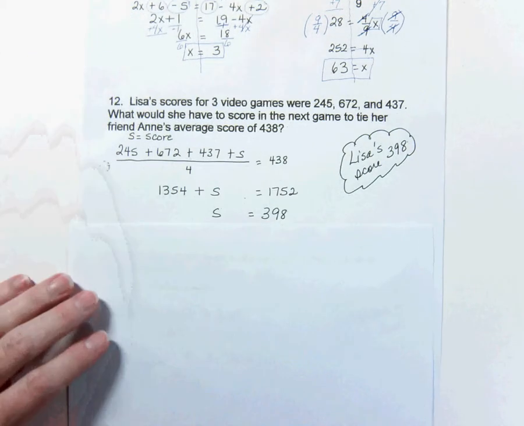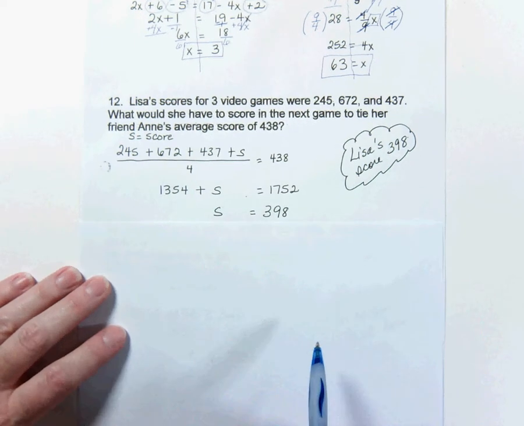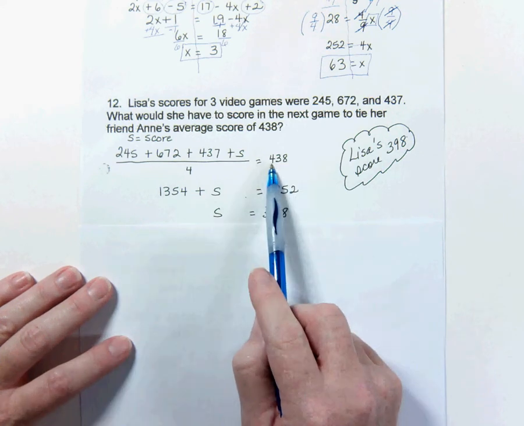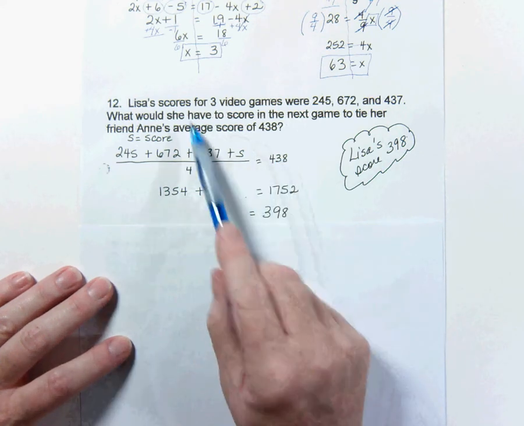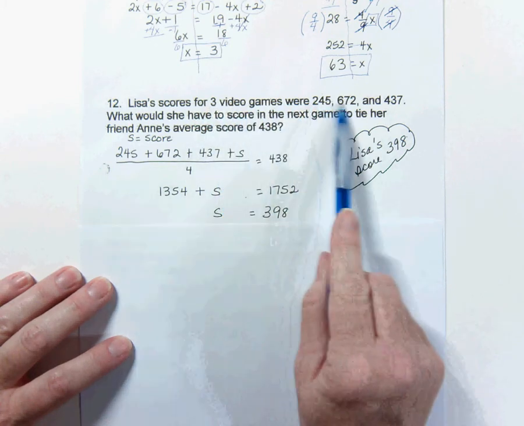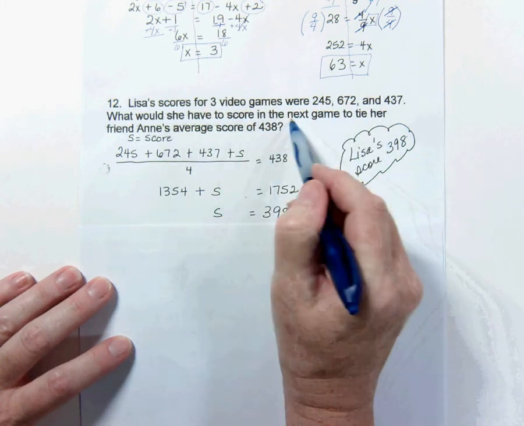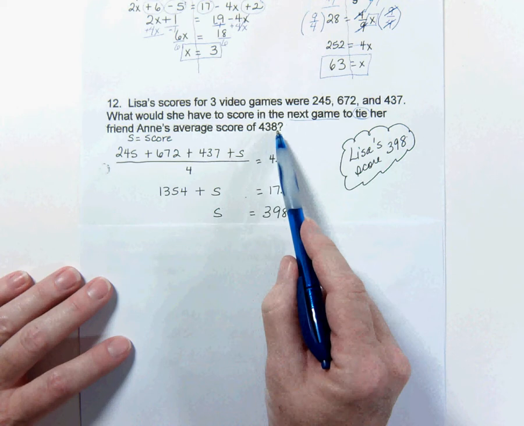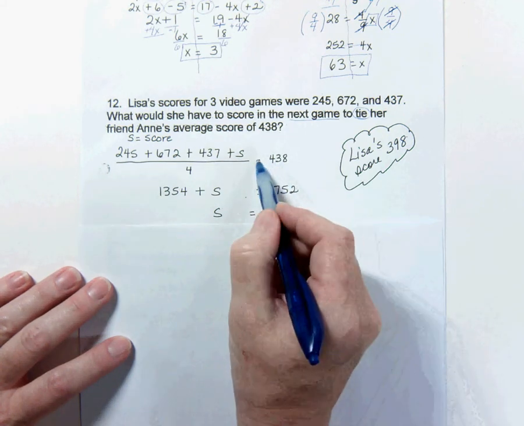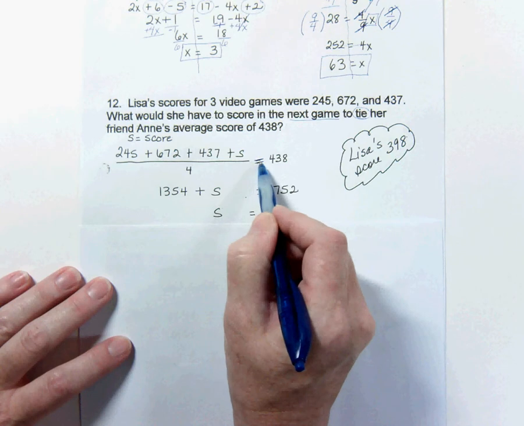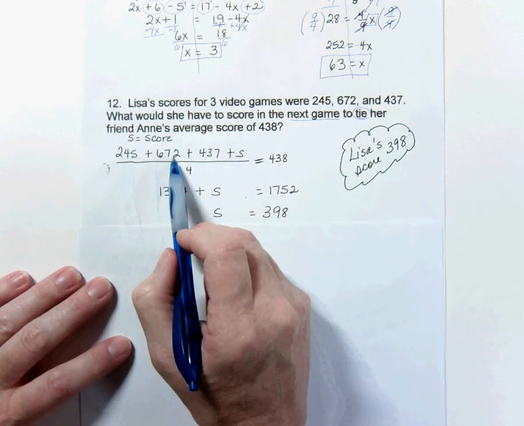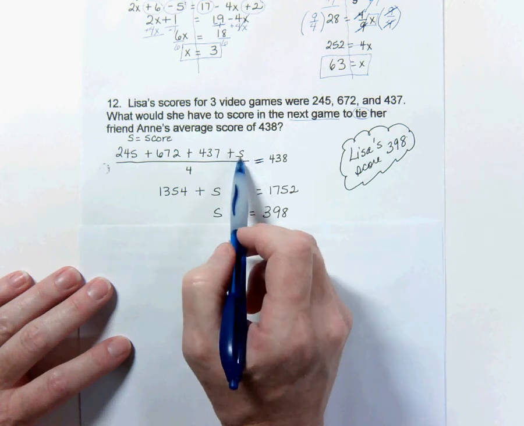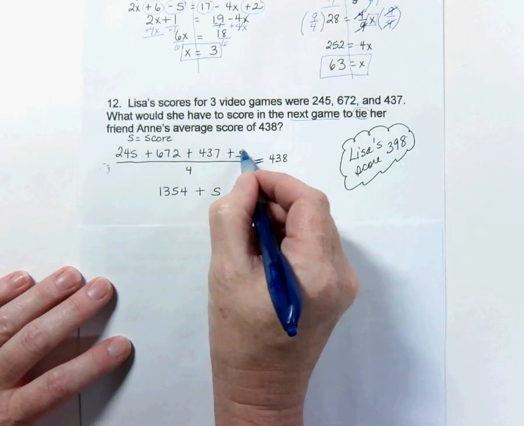We did one like this in our last topic where we're trying to find out an average score that we want to be equal to 438. So if her scores for 3 video games were this, what would she have to score on the next game to tie her friend Ann's average score of 436? Tying it would have to be equal to it. So we're not doing an inequality here, it's an equal. So setting up as an expression, here's the next game. The score on the next game is our value of S. So with that, we don't know.